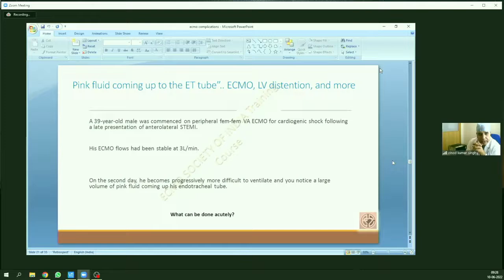Look at a 39-year-old male who is connected to peripheral VA ECMO, and the patient has a flow of 3 liters. On the second day, it becomes progressively more difficult to ventilate, and you find there is a large volume of pink fluid coming from this patient. What is happening to this patient? It is very important to recognize this complication.